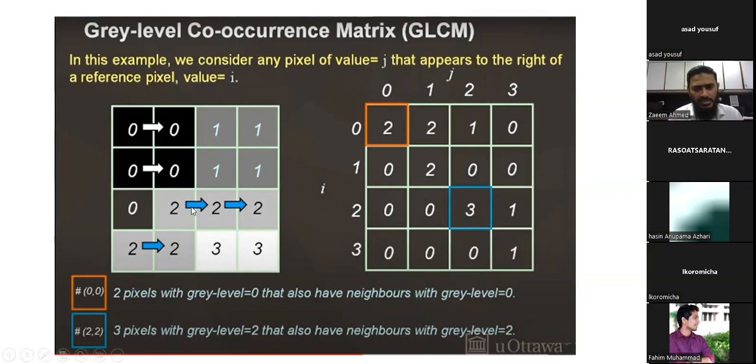One more example: how many times a gray level of 2, or a pixel value of 2, appears together. Here you can write that 2 and 2 appear 3 times. So that's how we translate the co-occurrence of similar pixel values from the picture element to the matrix. Once this matrix is generated, we can apply many different mathematical operators on it and get a single value. That single value would be a radiomic feature.